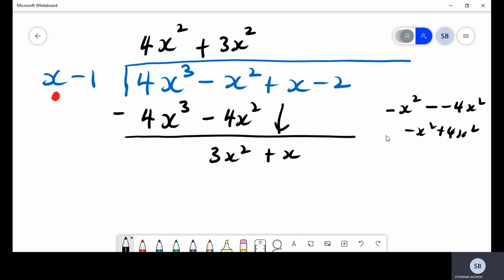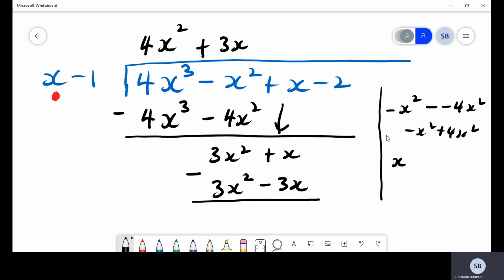Now we are going to multiply 3x by x to give us back 3x squared. And then 3x multiplied by -1 gives us minus 3x. We are going to subtract again. Those first two terms will cancel. Next in line, we have x subtract -3x. That gives us 4x. Then we'll bring down our subtract 2.